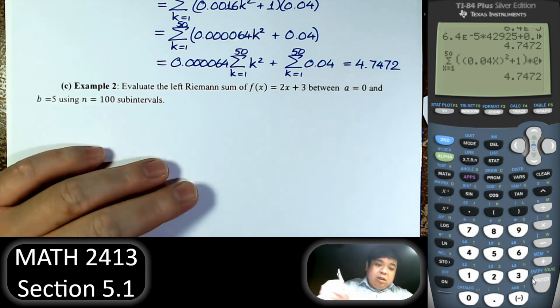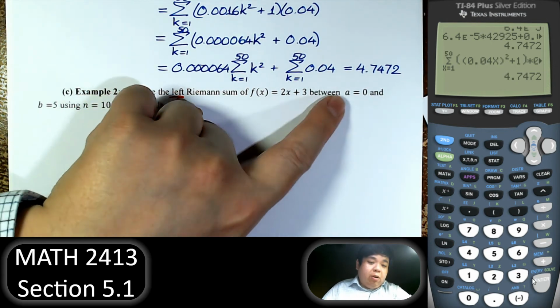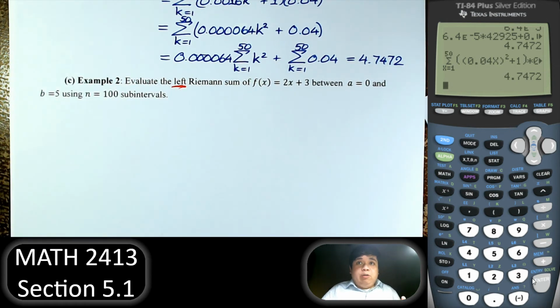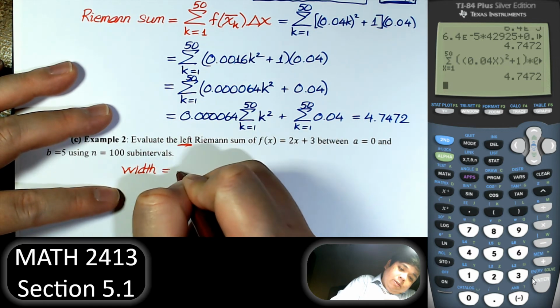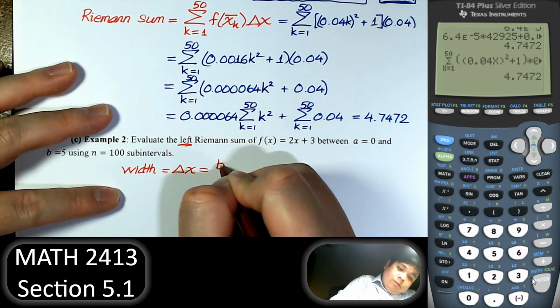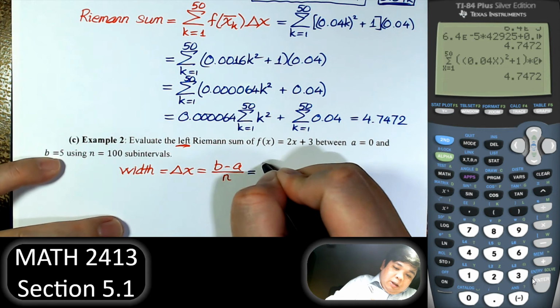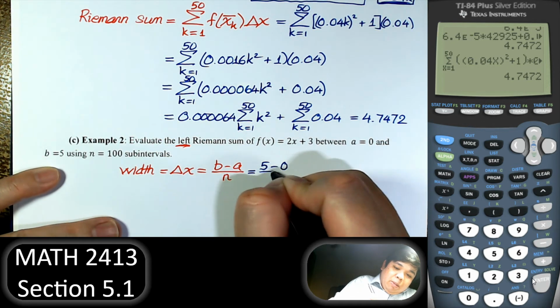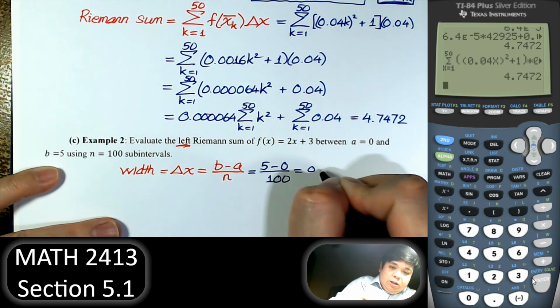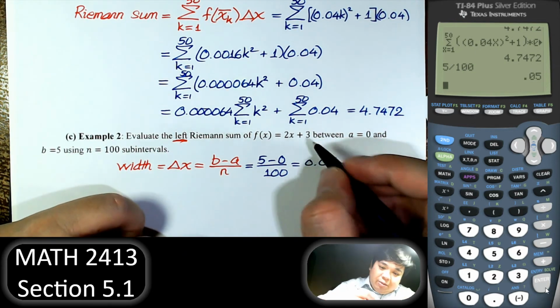Next, we'll do a similar thing. Evaluate the left Riemann sum. This time it's going to be a left Riemann sum, and we use the function from 0 to 5, with 100 rectangles. So first, let's find the width. B minus 0 divided by 100 is 0.05. Sorry, 0.05.